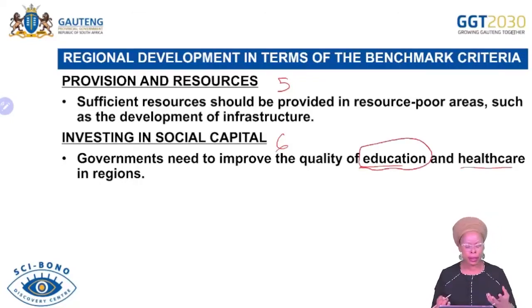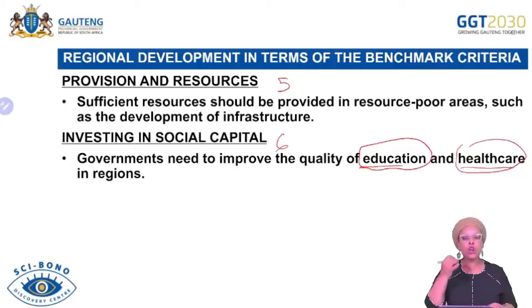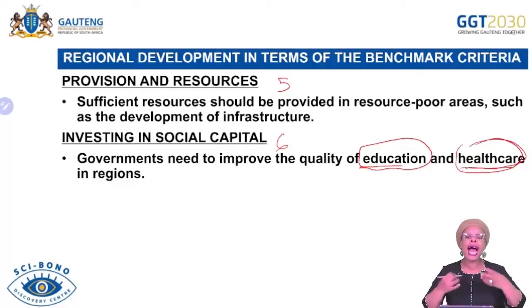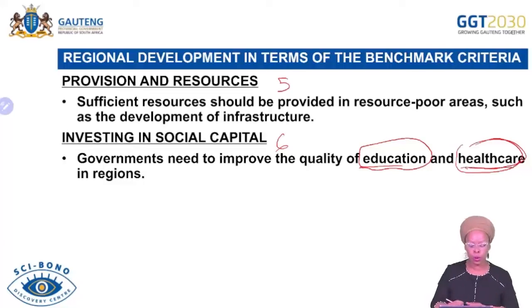Again, let us look at healthcare. Healthcare, we're still referring to the quality of labor. Sick workers, they are less productive as compared to healthy workers. So healthcare facilities in that particular region should also be improved and be accessible, so that the quality of labor in those regions in terms of education and healthcare is excellent or good.